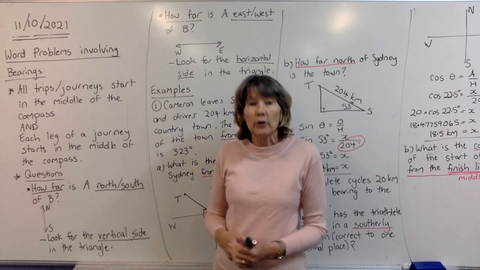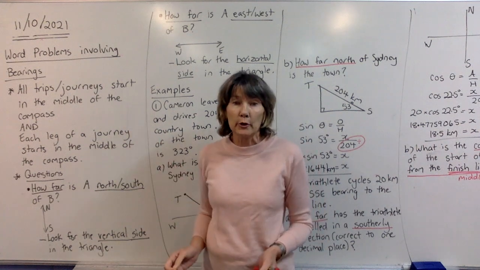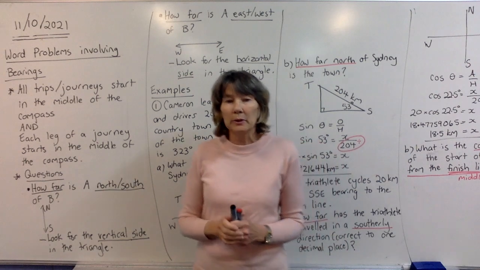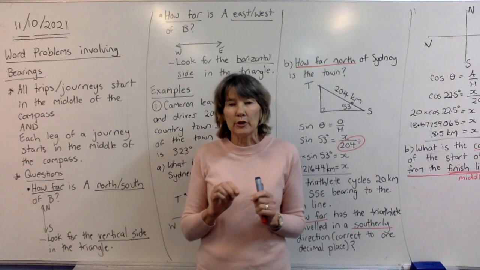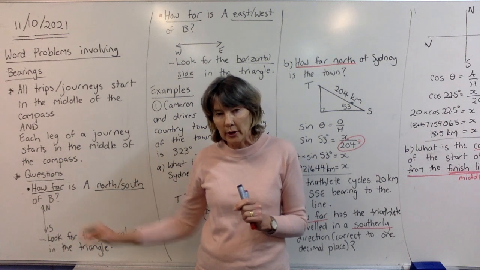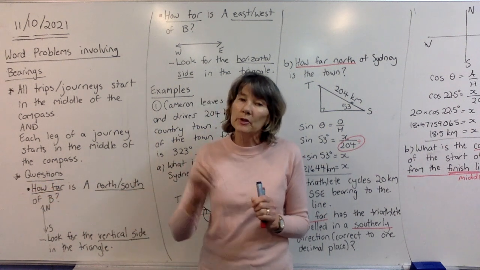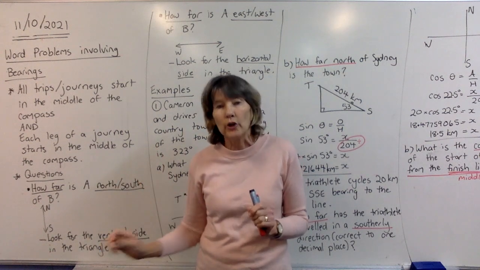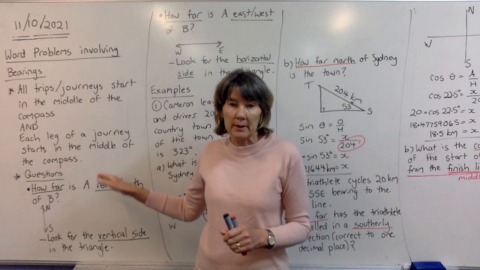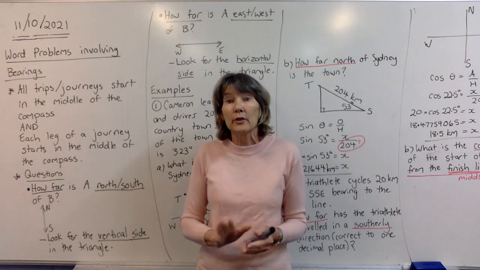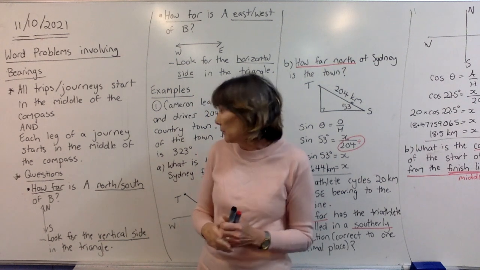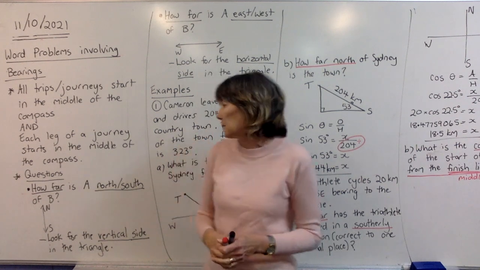I've already told you last lesson that when we start a trip or a journey, we always start in the middle of the compass. But sometimes you go on a journey that takes a few different turns. You might go one place and then turn and go somewhere else and then turn and go somewhere else. Every time you start a new leg of the journey, you're going to start with a new compass. So wherever you are at the beginning of the next leg of the journey, you draw a compass up with that being in the middle. As we go through it, I'll explain that.